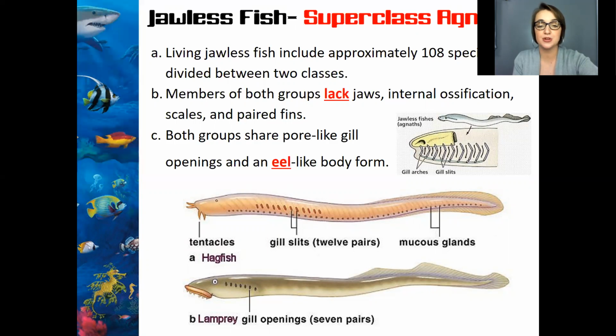Now, both of these groups are going to share the pore-like gill structure that they had. Remember, this is before we actually had that fin over the gills. So instead, they basically just had little slits or openings or pores, and water just came and went through those. So they weren't very effective, but this definitely was a good starting point for evolution. And it just so happens some of them hung in there and are still swimming around today.